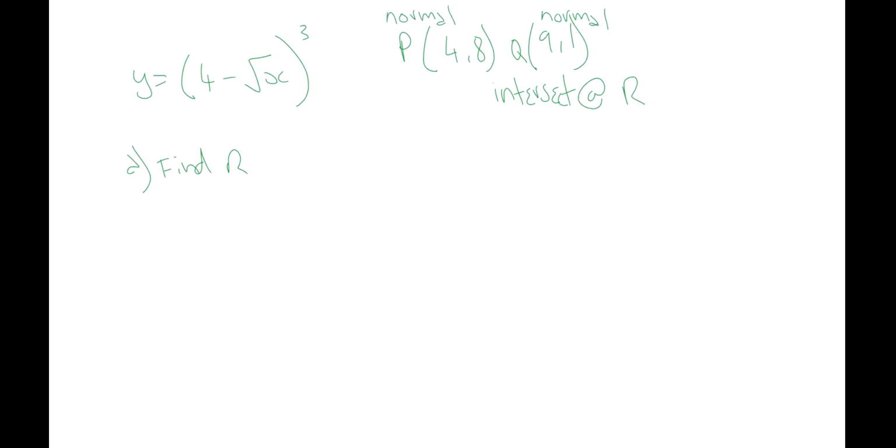So the first thing we're going to do is get our derivatives at these points. We want to know our gradients at these points, which means we need to differentiate. So let's do P first. So I've got, what am I going to do? dy/dx is 3, 4 minus root x squared.